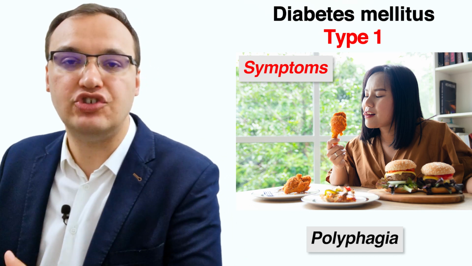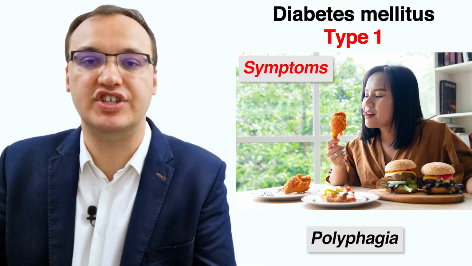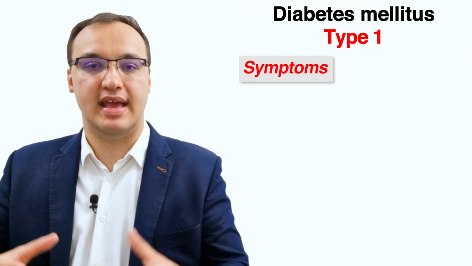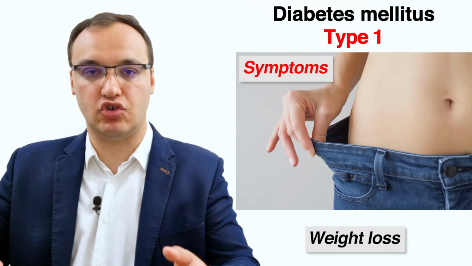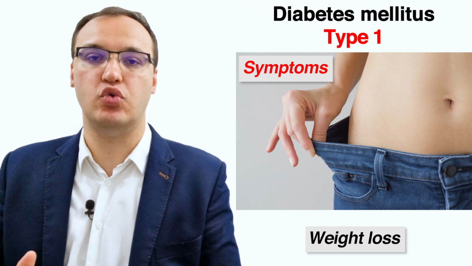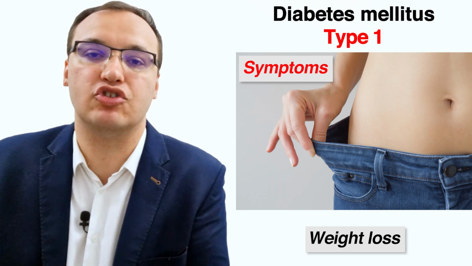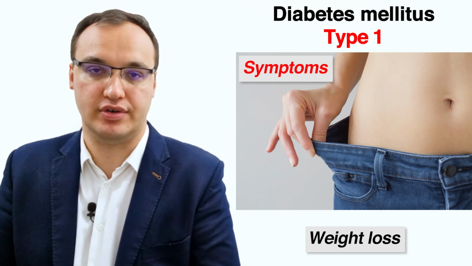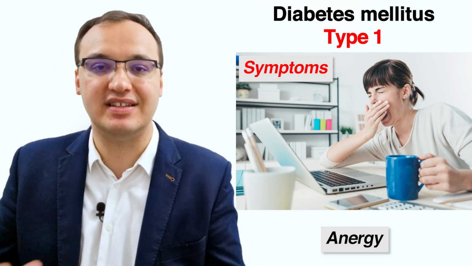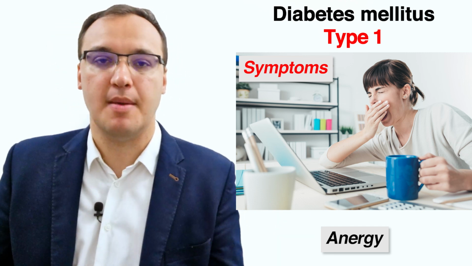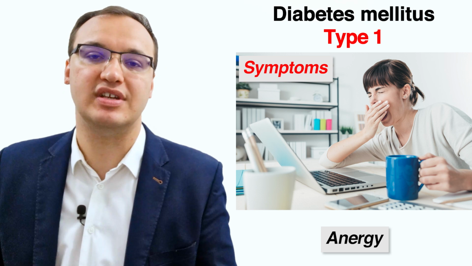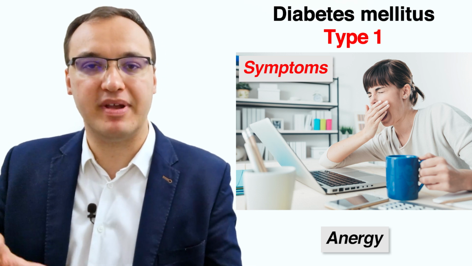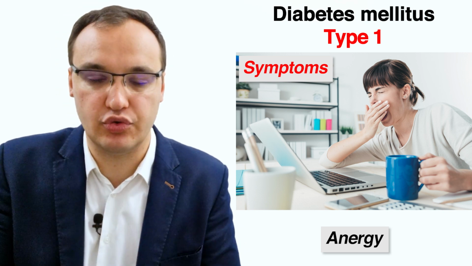This is called polyphagia, because they are hungry for the energy they can't get from the sugar. And they might also lose weight as the body starts to use fat and muscle for fuel instead of glucose, because it cannot use sugar like it usually would. And that also explains why they feel tired, and this is called anergy, because their body cells cannot use the glucose for energy.